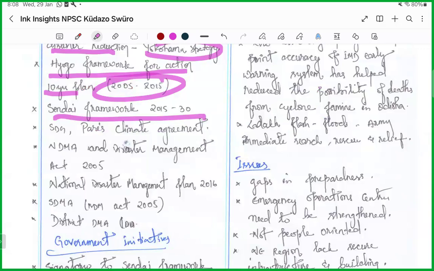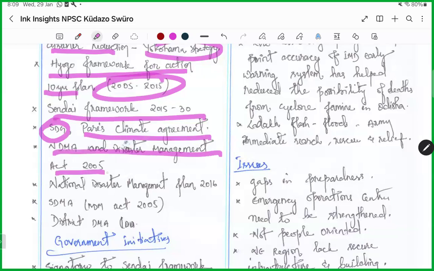As of now, the whole international community and the national community is under the Sendai Framework when it comes to disaster management. So the Sendai Framework is very important. Then disaster management also comes under the SDGs, the Paris Climate Agreement, the NDMA and the Disaster Management Act 2005. Have you come across the National Disaster Management Act 2005 or not?